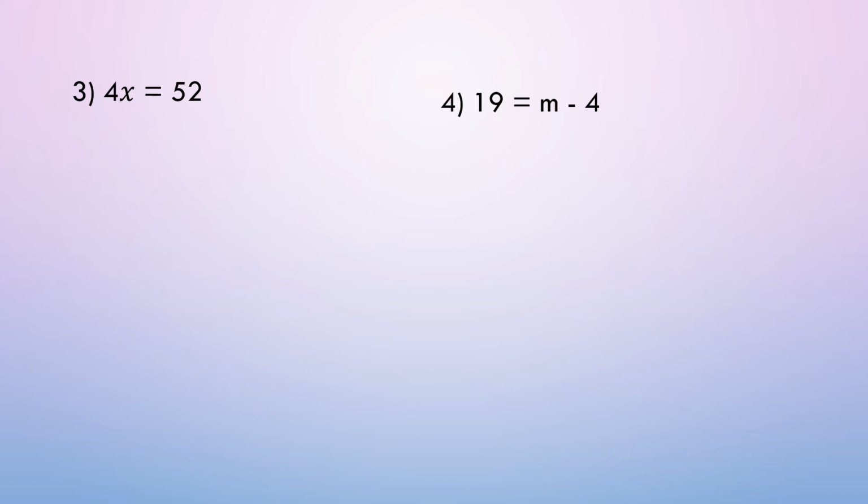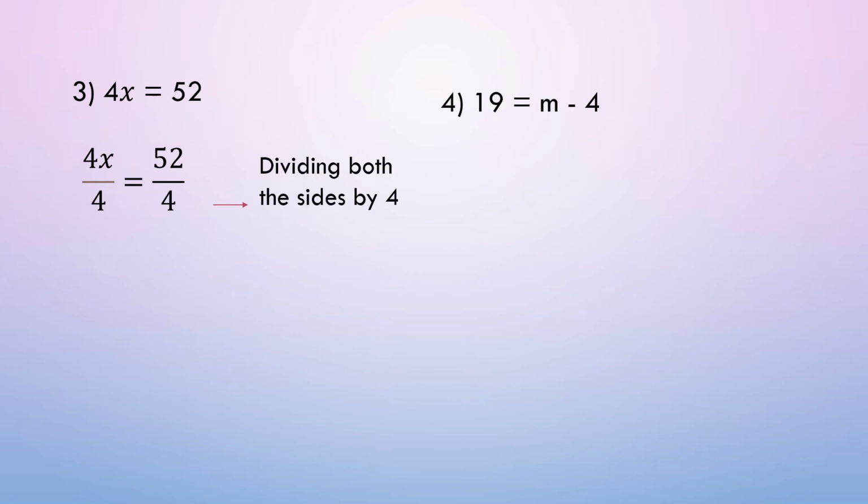So both the sides will divide. 4x upon 4 is equal to 52 upon 4, so dividing both the sides by 4. Here 4 and 4 will get cancelled. Here 4 ones are 4 and 4 13s is 52. So x is equal to 13.